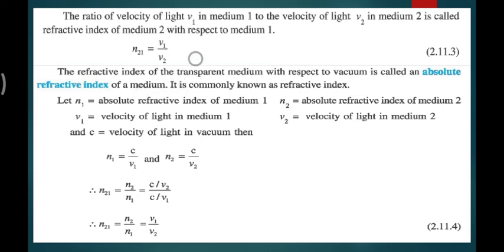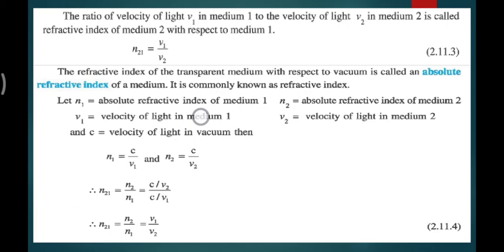50. So what is the ratio? 100 by 50 is 2. So what is n21? The refractive index of the second medium with respect to the first is 2. What does that mean? The light is bending more, it bends in such a way that it is doubled.